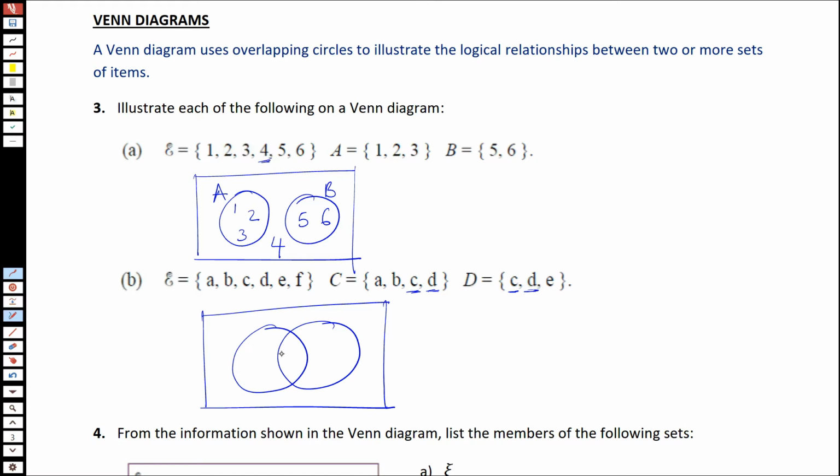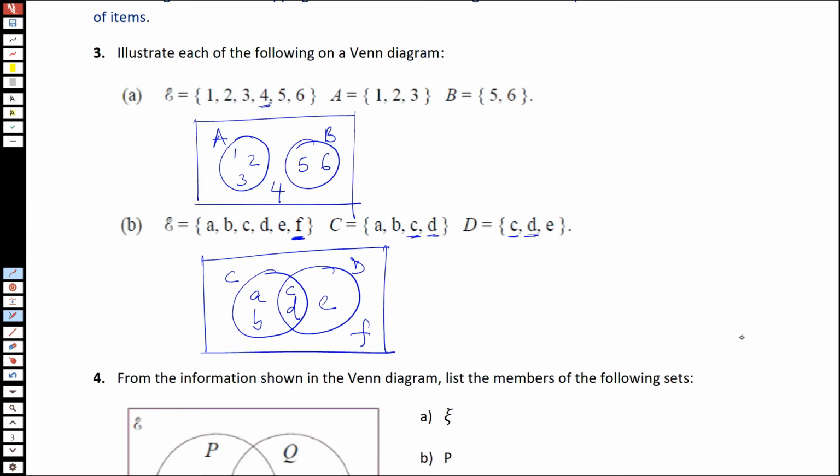And of course, this can be our C and D. And then what we have in both is these two elements, C and D. And then, of course, D has only three elements, C, D, and E. But C has four elements, C, D, A, and B. And then there's one element that is not accounted for here, which is F. F is neither in C nor D, so we write F outside the two circles. And our Venn diagram is complete.